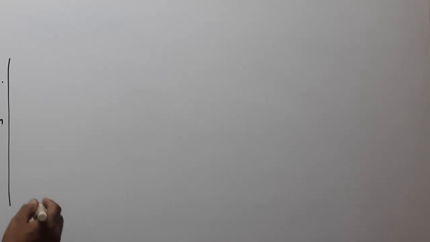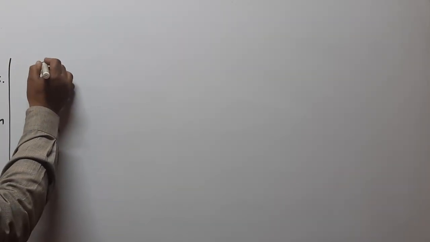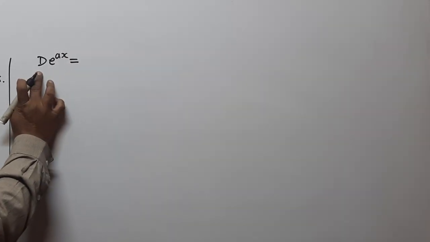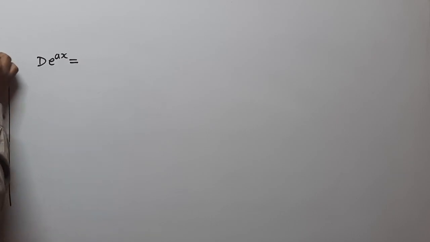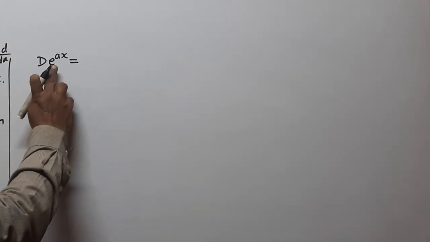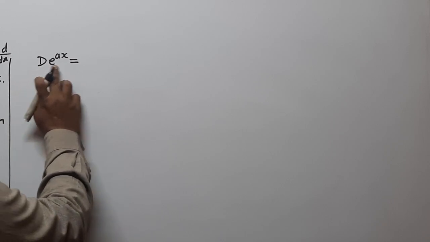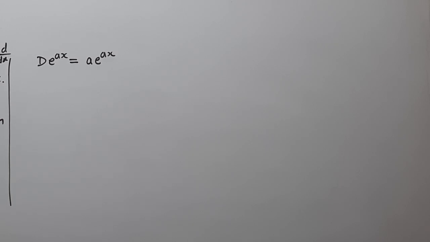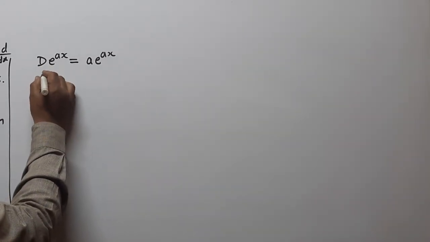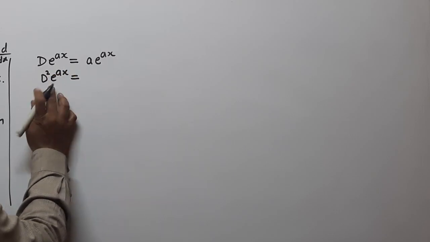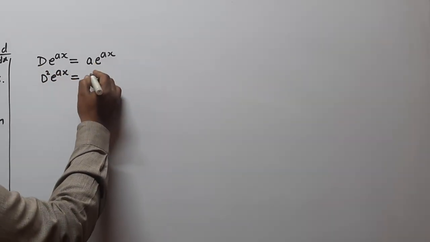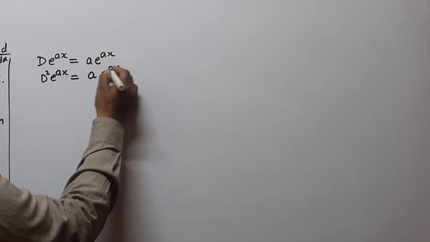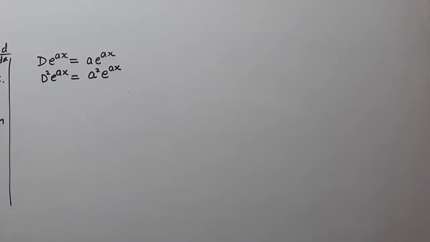Let us suppose that we differentiate e to the power ax one time, where capital D means d by dx. Differentiating e to the power ax once with respect to x, we get a e to the power ax. Differentiating again, the second derivative, a is a constant, and again we get a e to the power ax, so it becomes a square e to the power ax.